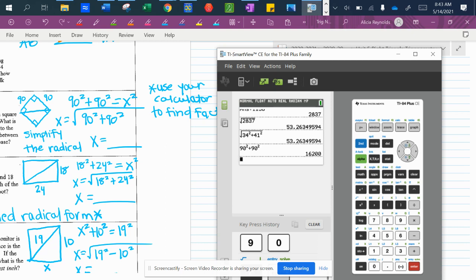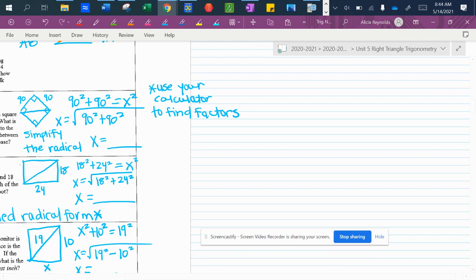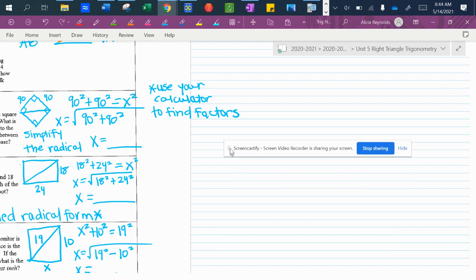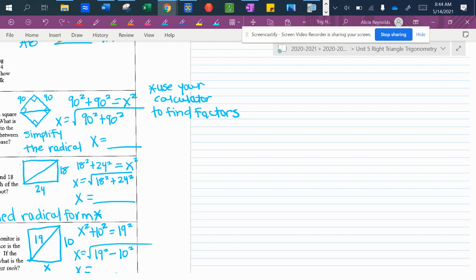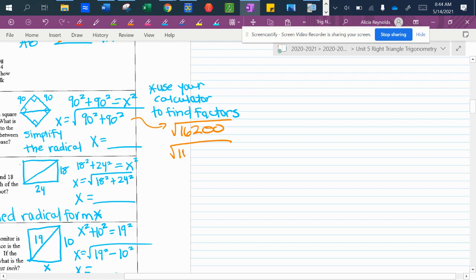So if we divide by 100, we get, let's move this out of the way. And it's being stubborn too. So this equals 16,200, which is 162 times 100. 100 is a perfect square, right? So now we're just dealing with 162.